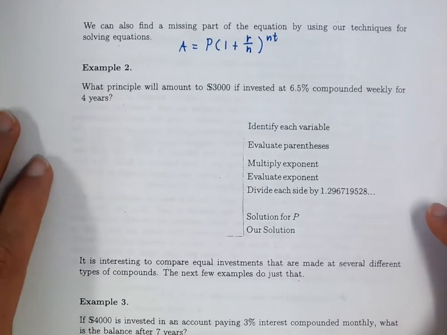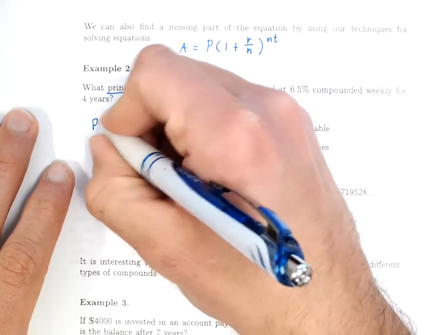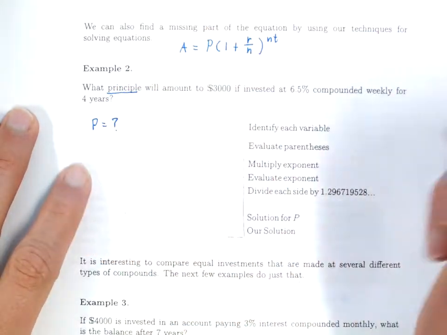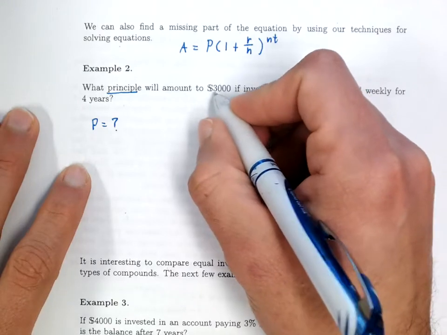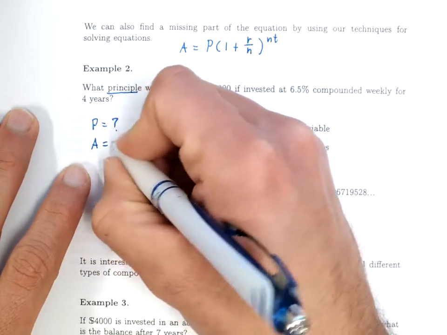So now let's talk about what principal. Alright, so actually I don't have P, that's what I'm looking for. And then we have what principal will amount to $3,000. So A is actually 3,000 this time.